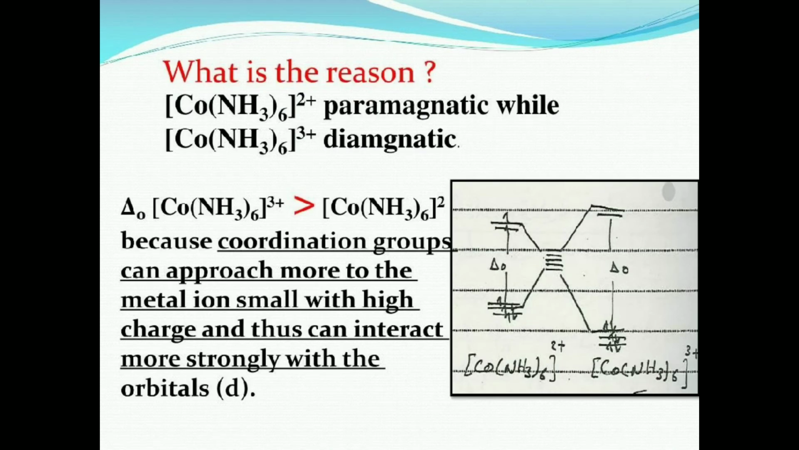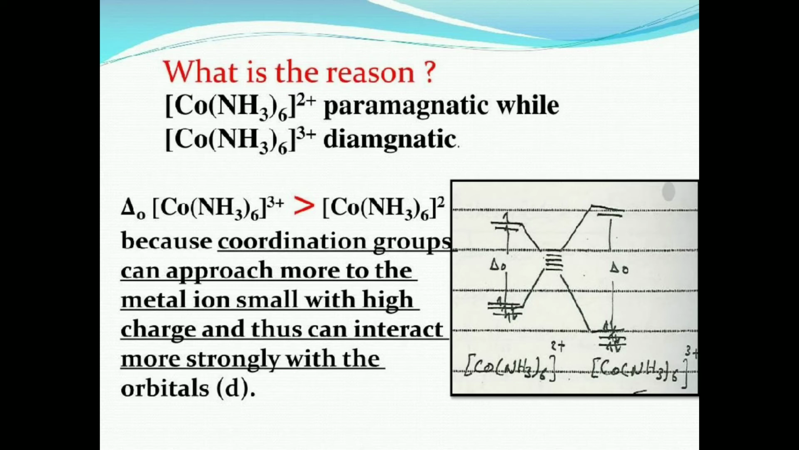Now what is the reason that these cobalt complexes both have the same hexadentate ammonia ligand but different charges? First is 2 plus, then second is 3 plus. The 2 plus complex shows a paramagnetic structure but the 3 plus complex shows a diamagnetic structure. Then what is the reason behind this? Now let us look here. The delta 0 value of the second complex, which has 3 plus charge, is greater than the first complex, which has 2 plus charge, because when the charge increases, the value of delta 0 also increases. We have seen it before.